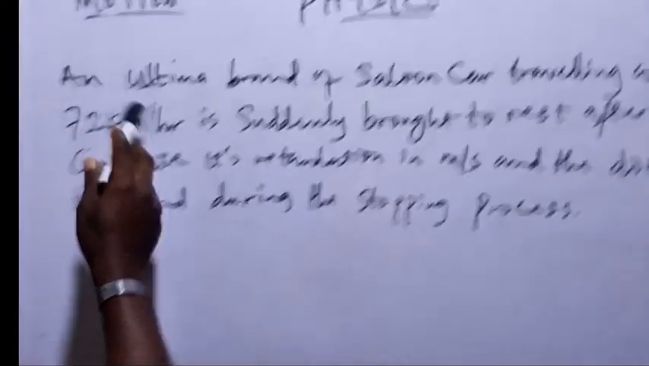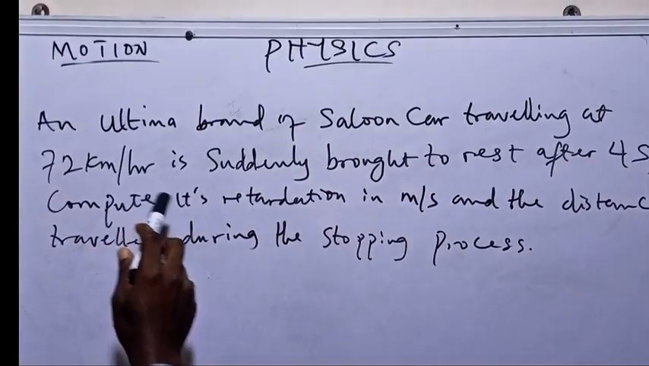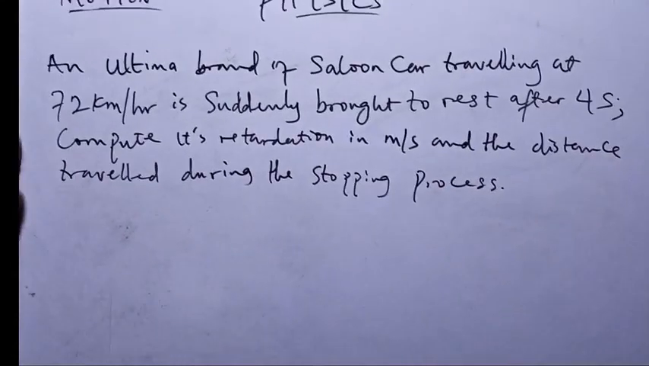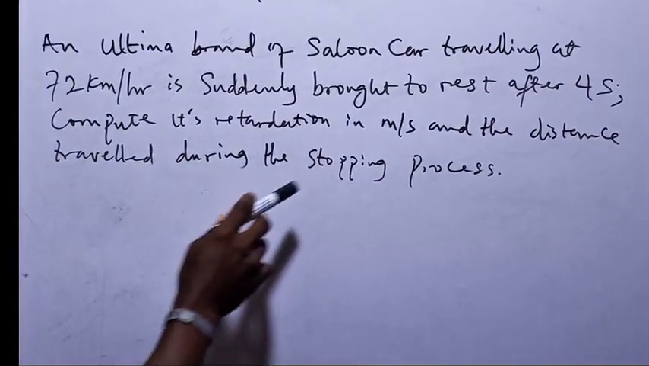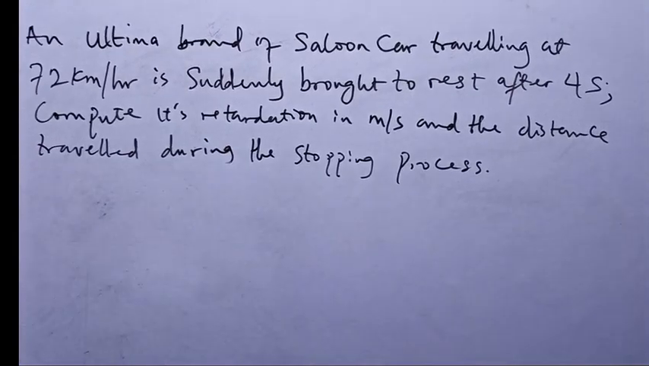It says that an optimal brand of saloon car traveling at 72 km/h is suddenly brought to rest after 4 seconds. The question is, compute its retardation in meter per second squared and the distance traveled during the stopping process.